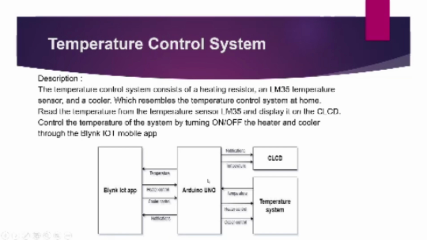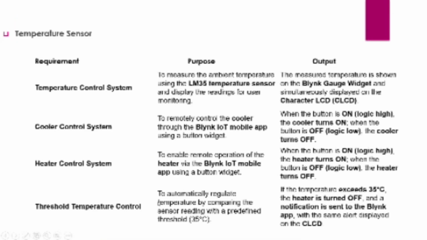When the Arduino reads the temperature from the temperature system, it is displayed on the Blynk IoT app, and the same is displayed on the CLCD. Based on this displayed temperature, the user may monitor the temperature system. He can turn the heater or the cooler on or off through the Blynk IoT mobile application. So this is a summary of the temperature system.